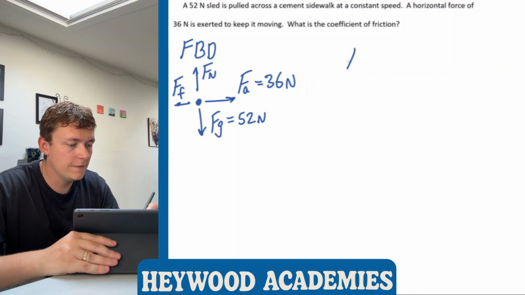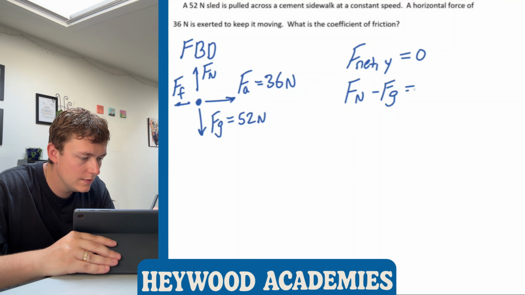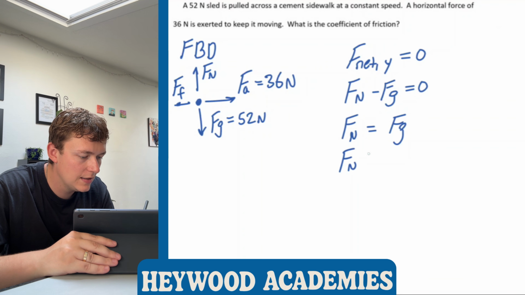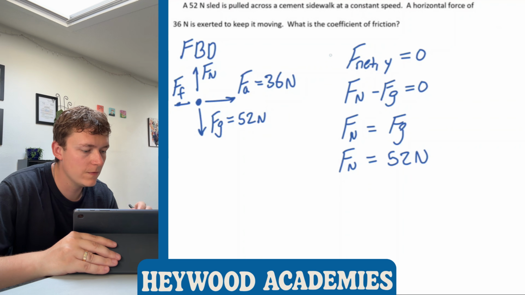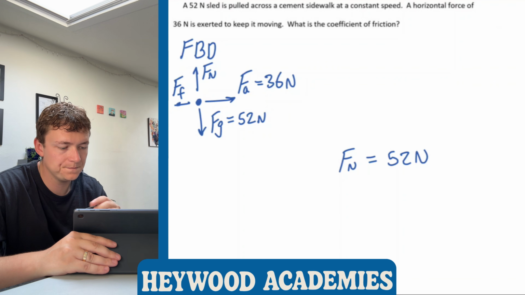Okay, so to do this a little faster, let's go F net in the y is equal to 0, Fn minus Fg is equal to 0. We're not going to put an mg here because we actually know what Fg is, but our normal force is equal to the force of gravity, and our normal force is equal to 52 newtons. So we got that right off the bat. Normal force is 52 newtons. Now we can look at the x direction to sort out that one.